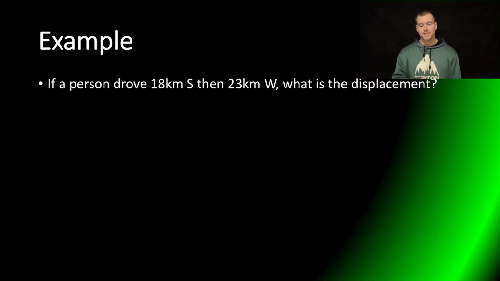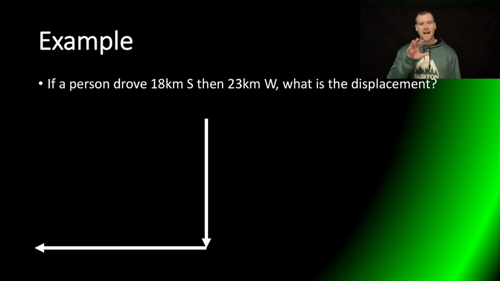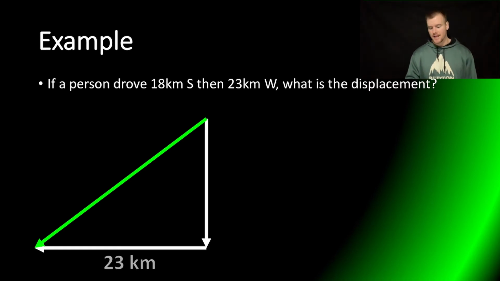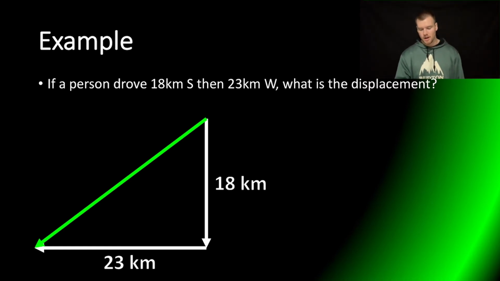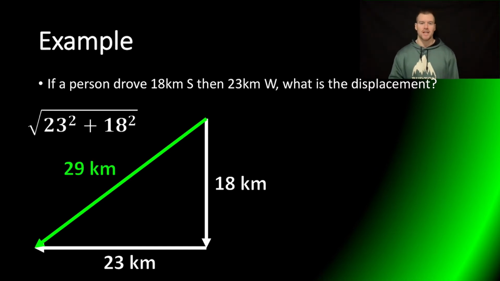If a person drove 18 kilometers south and 23 kilometers west, what is the displacement? This is an example of adding vectors, and these aren't at angles at all. I look at this vector, 18 kilometers south, then 23 west. I add them head to tail. Looking for the displacement, which is the result, I'm going from the start of the first to the end of the last, which is my green arrow. Let's put the numbers on there, 23 kilometers and 18 kilometers. I just need to use the Pythagorean theorem to figure out the hypotenuse. I take the square root of 23 squared plus 18 squared, and I get 29 kilometers.